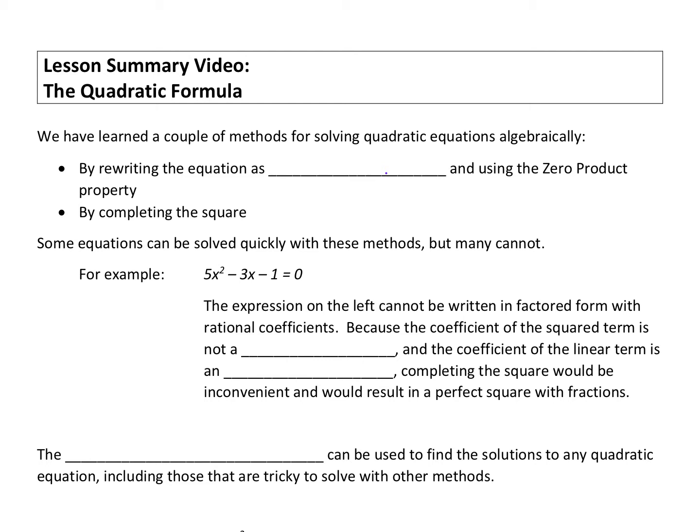So we have learned a couple of methods for solving quadratic equations algebraically. One has been by rewriting the equation in factored form, equal to 0, and then using the zero product property. In those examples, we factored our quadratic equation, set it equal to 0, and then you can set each factor equal to 0 from the zero product property, making it pretty easy to solve. Another method we've learned is completing the square. Some equations can be solved quickly with these methods, but many cannot.